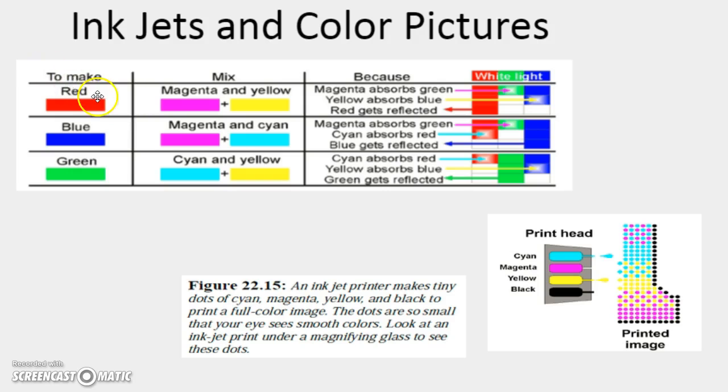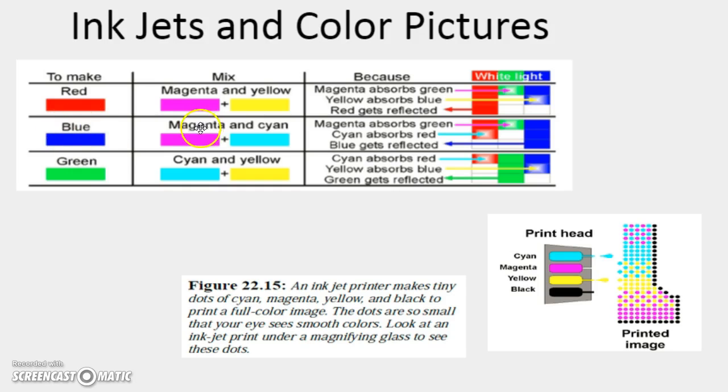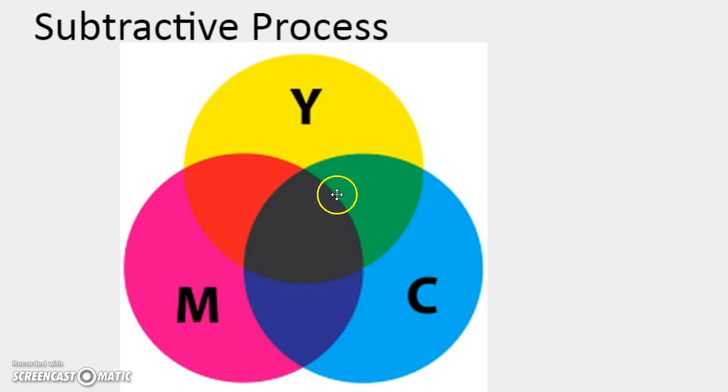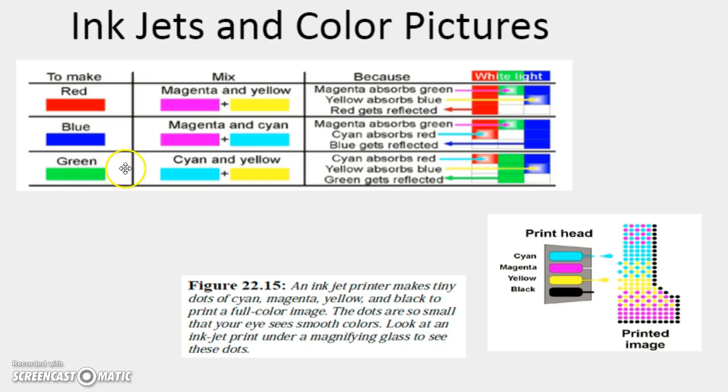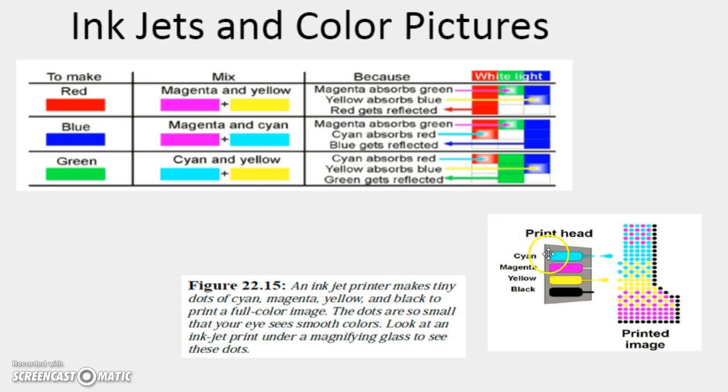So let's look at red. In order to make red, I can mix magenta and yellow. So let's see, if I mix magenta and yellow, look at these. Look at my secondary color, red. In order to get blue, I mix magenta and cyan. Well, let's look at it here. Magenta and cyan, I get blue. And in order to get green, I can mix cyan and yellow. If I mix cyan and yellow, I get green. So ink cartridges that work on the cyan, magenta, and yellow colors really obey the rules of the subtractive color process.